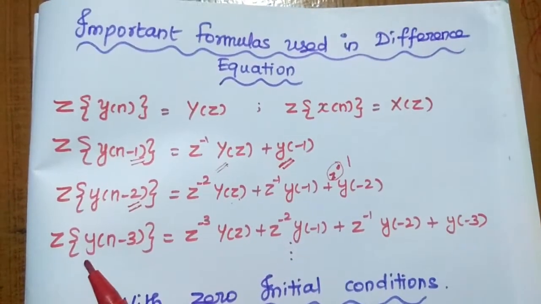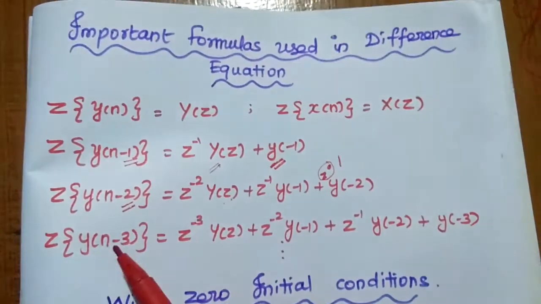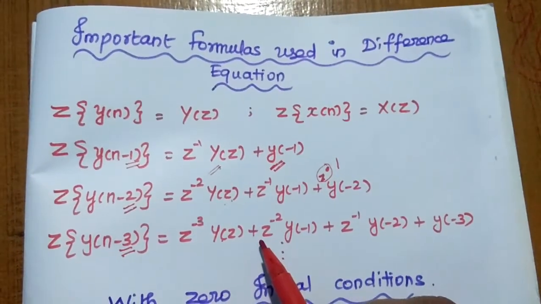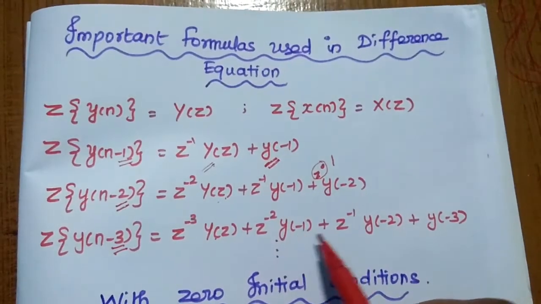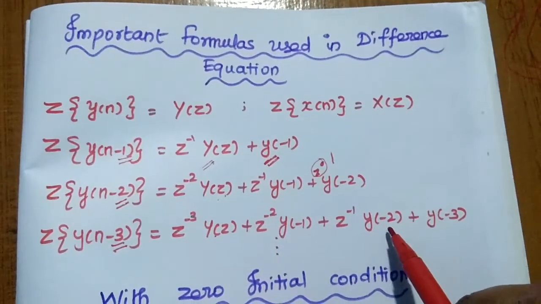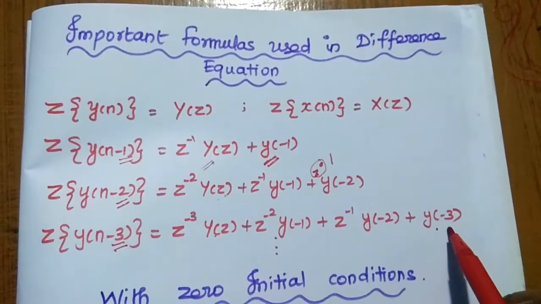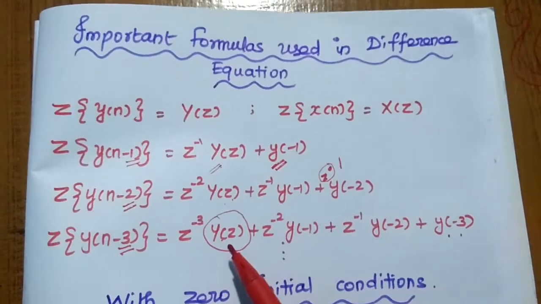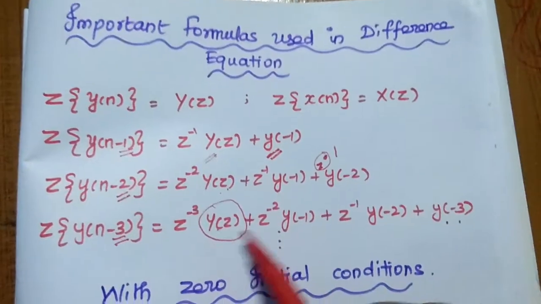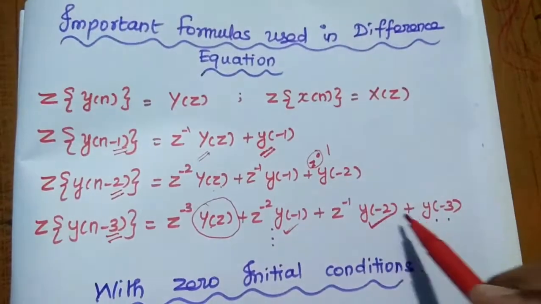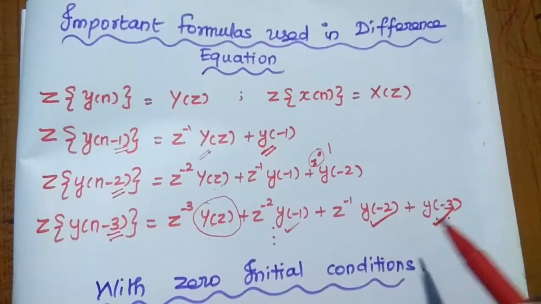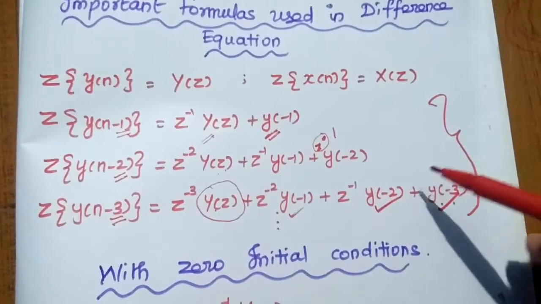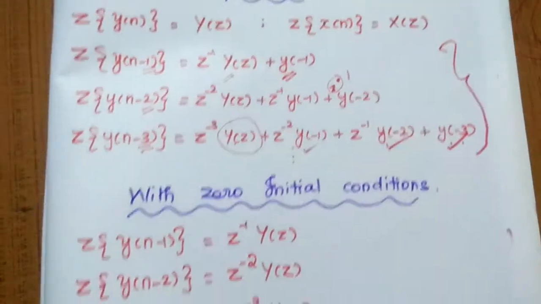Likewise, Z transform of y of n minus 3 is equal to, here it is minus 3, z power minus 3 into Y of z plus z power minus 2 into y of minus 1 plus z power minus 1 into y of minus 2 plus y of minus 3. You have to remember this. The first term alone is the capital Y of z, that is the frequency domain signal. The remaining values are the initial conditions in the time domain. So these formulas are used with initial condition values.